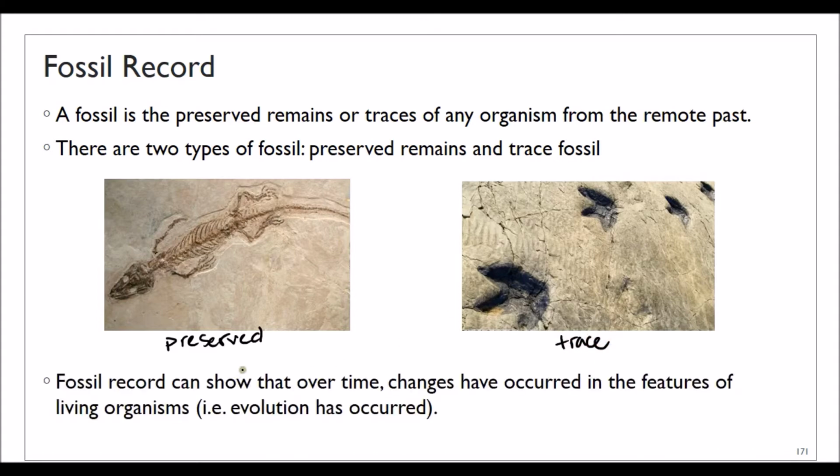Okay, now the fossil record is essentially the total collection of fossils, discovered and undiscovered, and the record of fossils can show that over time changes have occurred in the features of living organisms. So that's why the fossil record is probably the most common type of evidence of evolution that people think of, because it could tell you that in the past organisms used to look like this and now look something else, and that was because of a change in selection pressure.